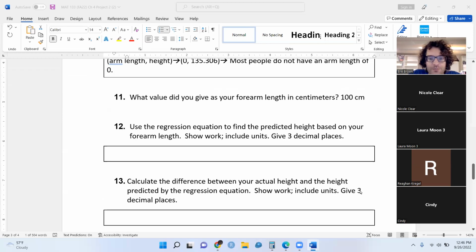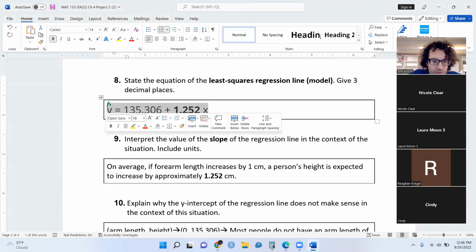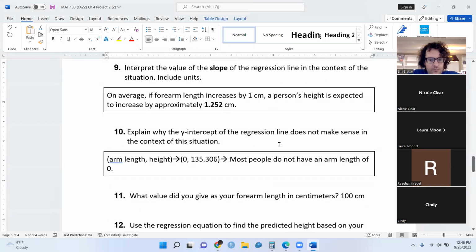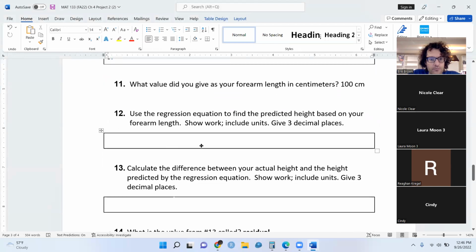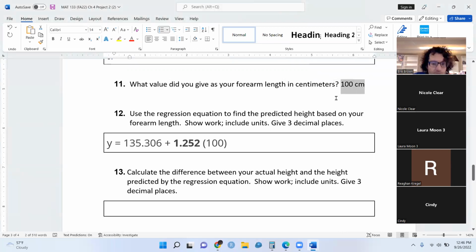Are we stuck? You need this. Yeah, that's totally cool. If you have a different number here, you can make up whatever number you want. Doesn't matter to me.